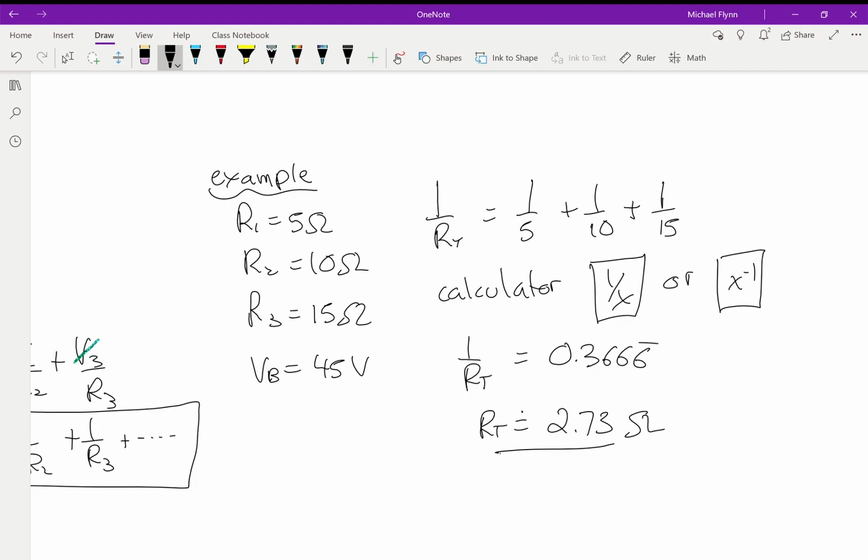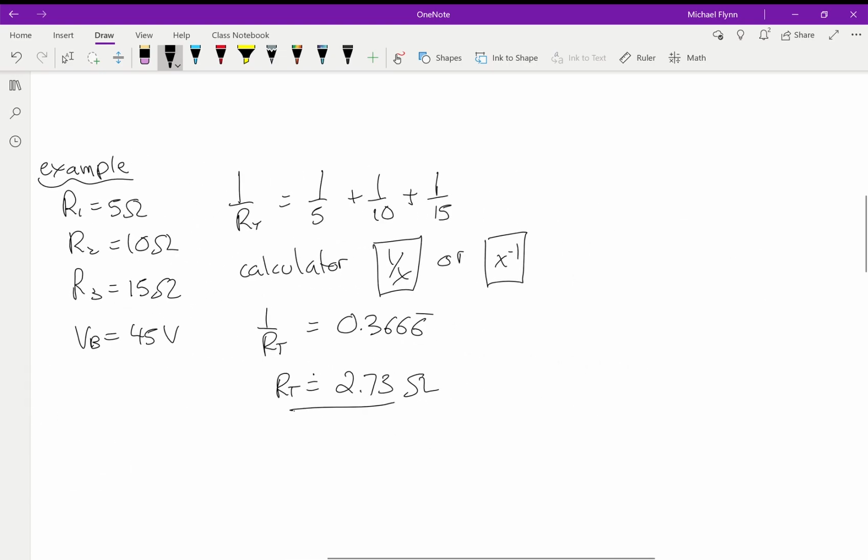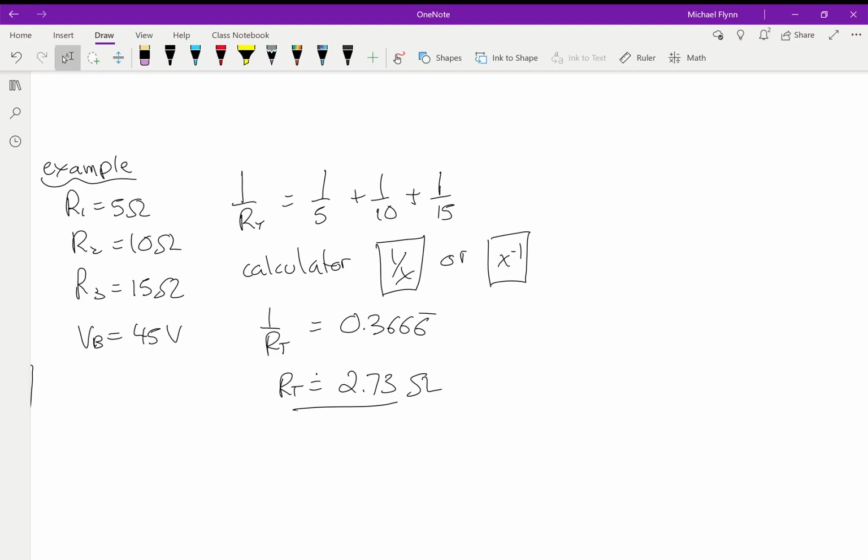So here's the weird thing about a parallel circuit. The more resistors you have in parallel, the lower the resistance. If you start with just a 5 ohm resistor, and then we add a 10 ohm in parallel, it actually lowers the resistance, which makes sense because you're adding paths, and the more paths you have, the lower the total resistance is. So that actually makes sense. Let's finish this problem.